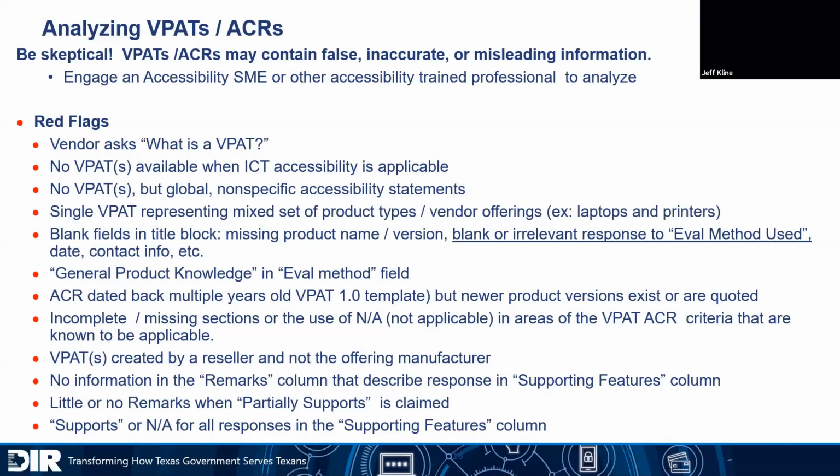And then blank fields in the title block, missing the product name or the version. A blank or irrelevant response to evaluation methods used. You want to see something in there that says we use a combination of automated accessibility testing and testing with assistive technologies and code inspection and blah blah blah. One of the ones that raises a red flag to me is they say based on general product knowledge, and so you're pretty much assured if they're just basing it on general product knowledge that they're not going to be able to find everything, and there's going to be some surprises at the end. So you have to be really careful about that.